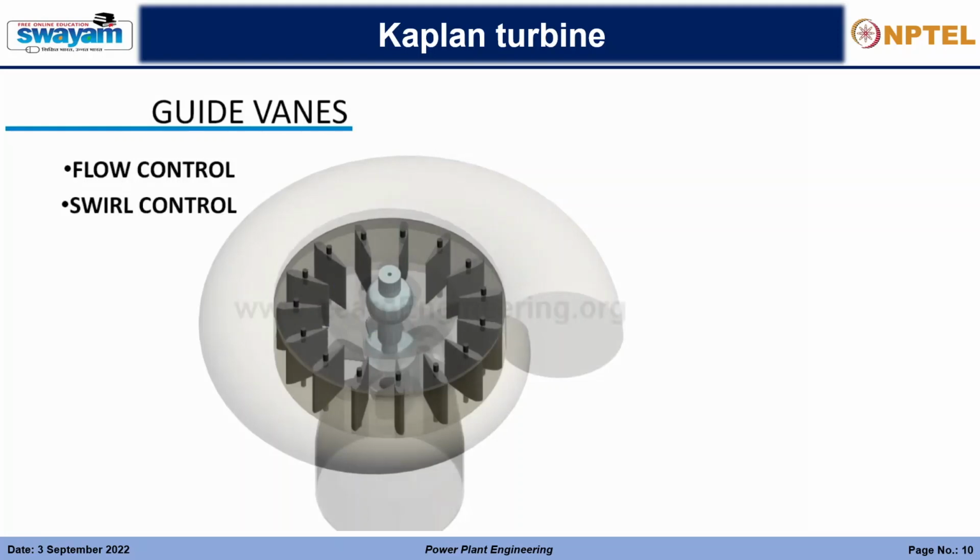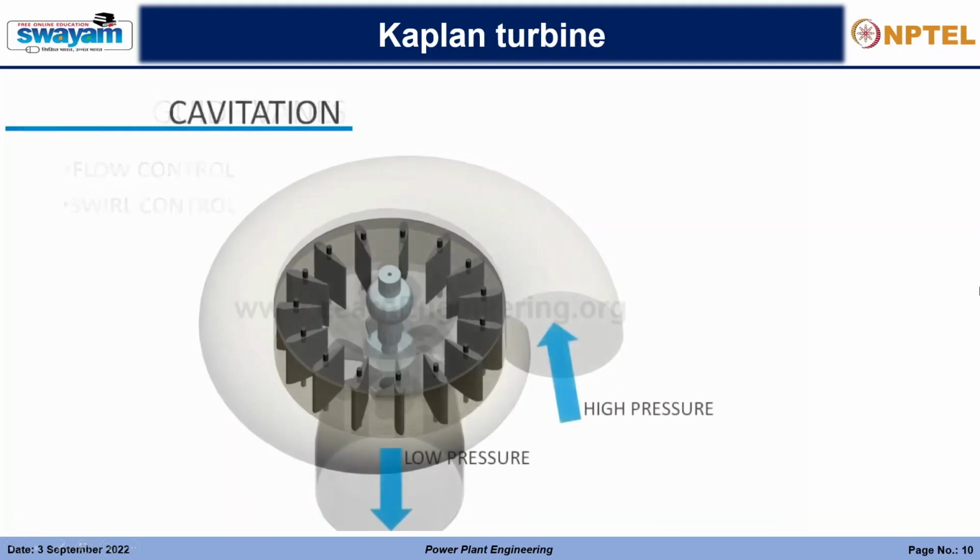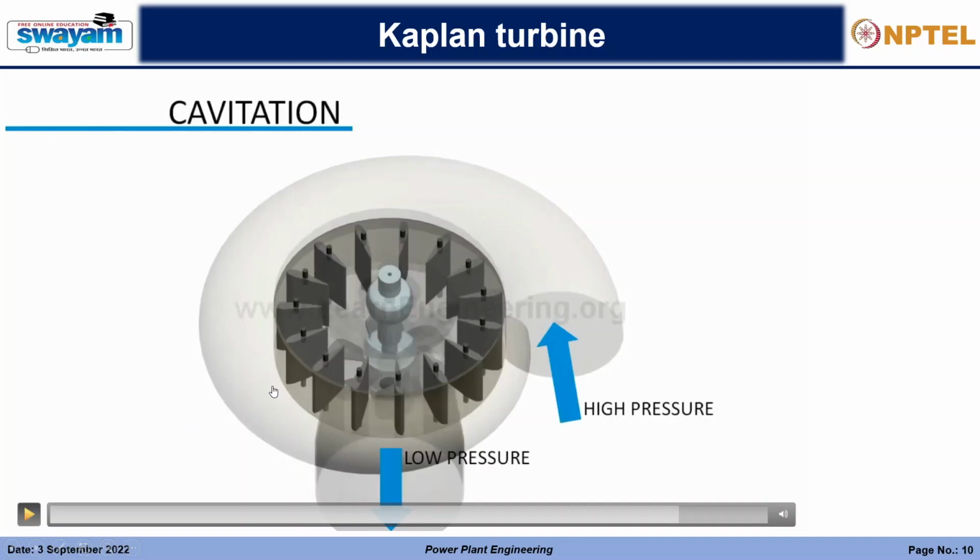Biggest challenge in design of Kaplan turbine is how to overcome problem of cavitation, which causes material erosion and vibration.